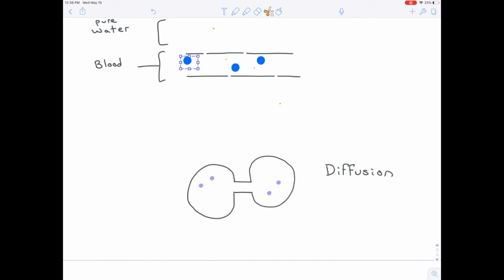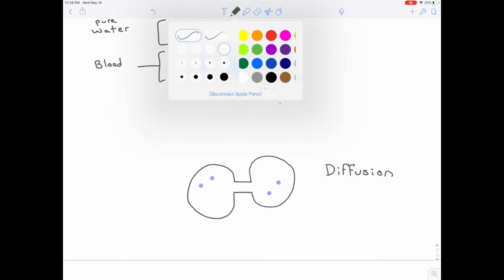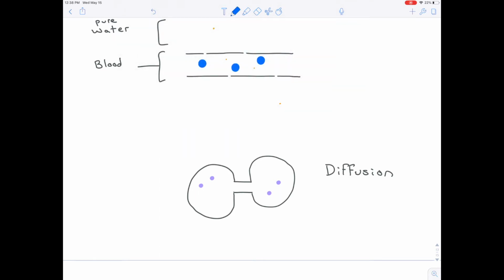The blue dots would also naturally tend to spread out, but the holes in the container are too small for them to fit through, and so they stay in the container. Anything that stays in the container is called a colloid. Colloids are things that are too big to move from a person's blood to pure water through diffusion because it can't fit through the holes.